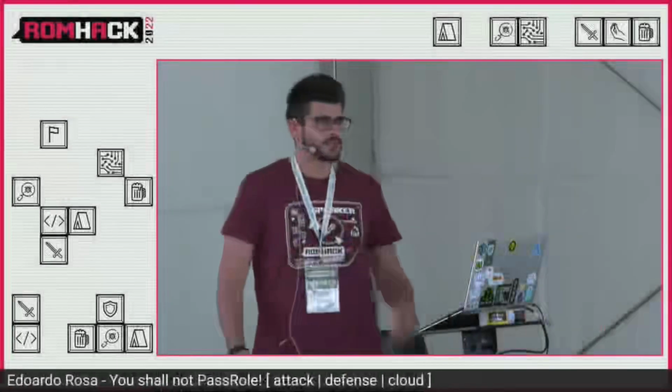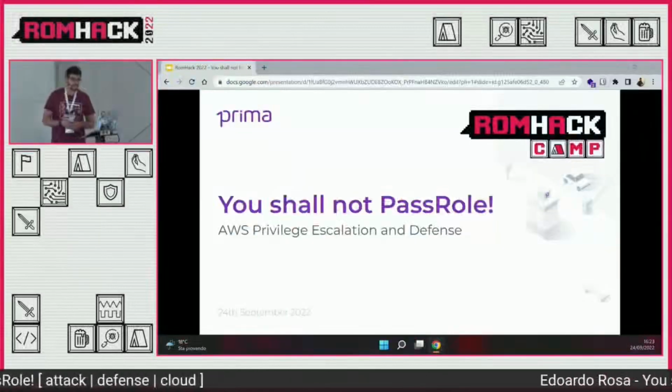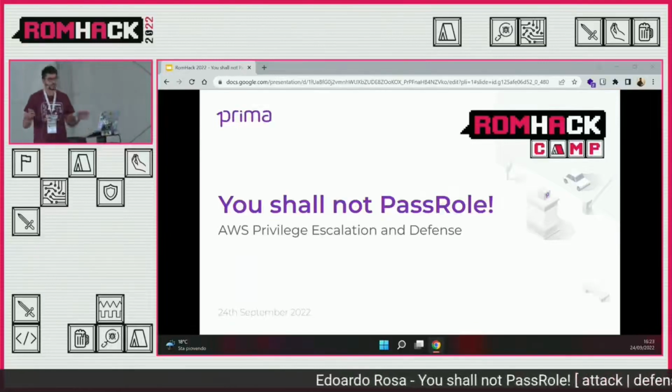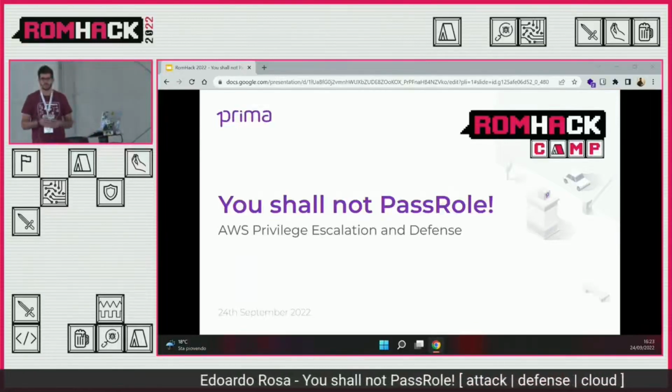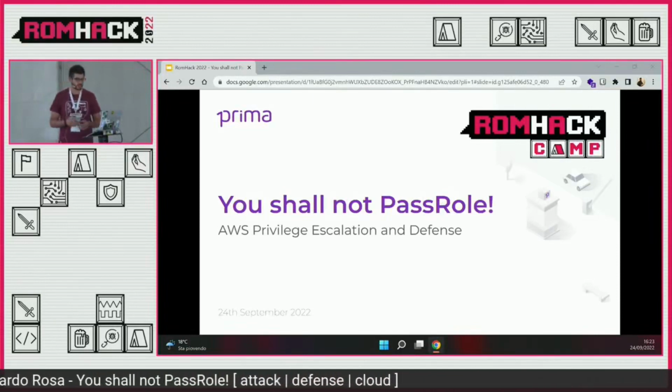Hi, everyone. Today, we are going to see some privilege escalation attacks on AWS and a new approach on how to spot them using a tool that we, the security team of Prima Assicurazioni, developed. Actually, this tool is open source and is written in Golang.